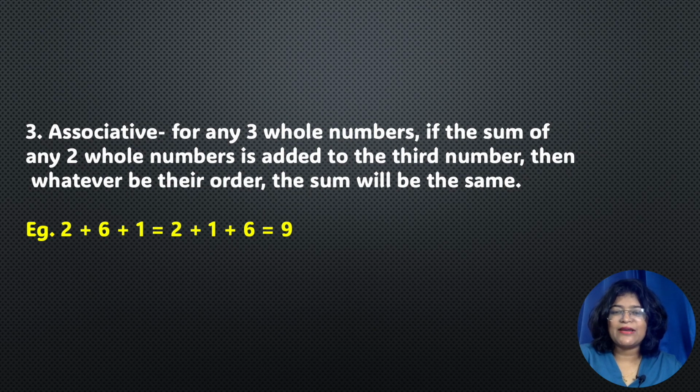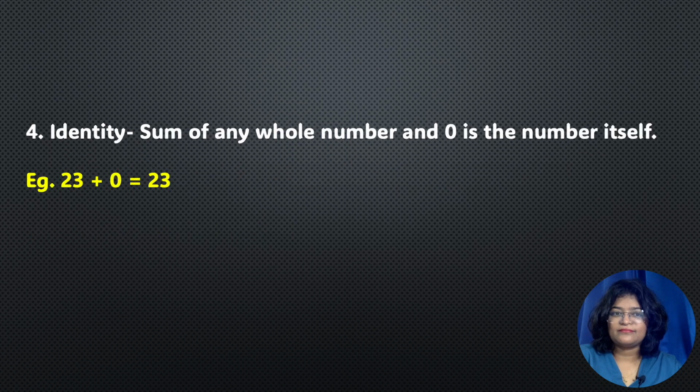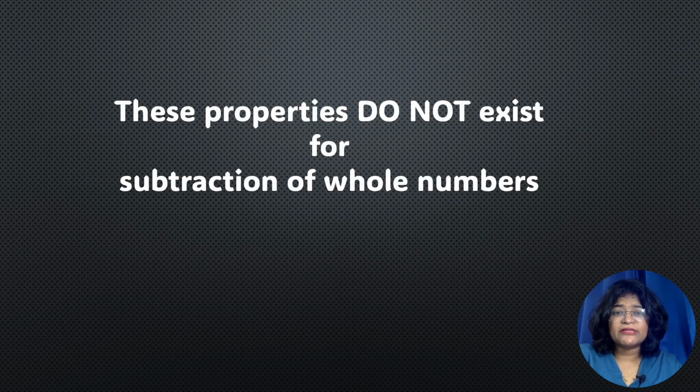Associative property. For any three whole numbers, if the sum of any two whole numbers is added to the third number, then whatever be their order, the sum will be the same. For example, 2 plus 6 plus 1 is the same as 2 plus 1 plus 6, which is 9. The identity. How do you get the same identity of the number? By adding 0. So the sum of any whole number and 0 is the number itself. These properties do not exist for subtraction of whole numbers.